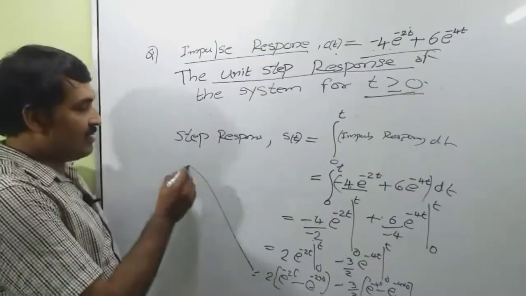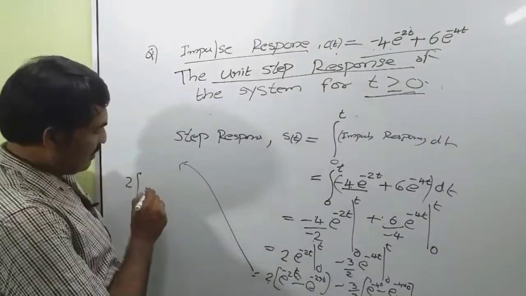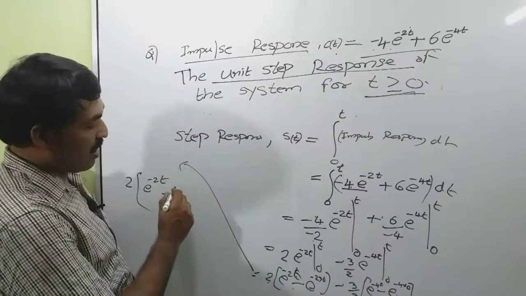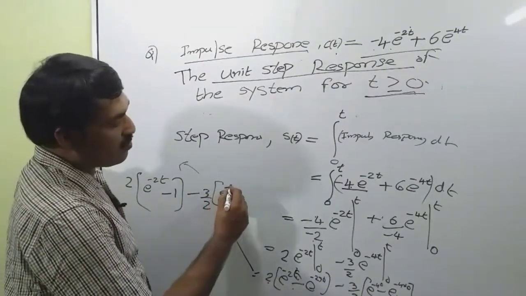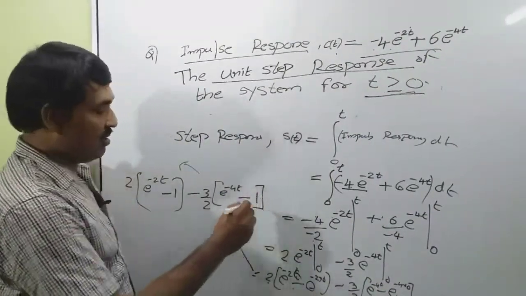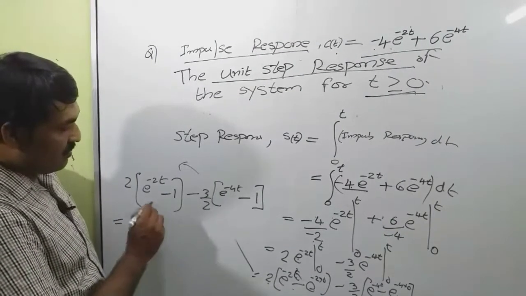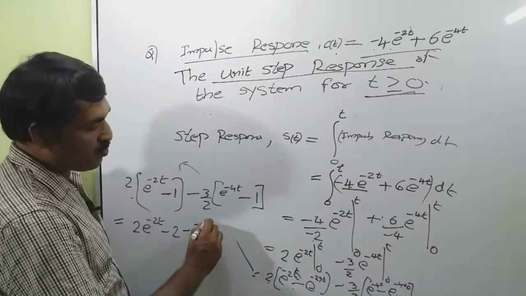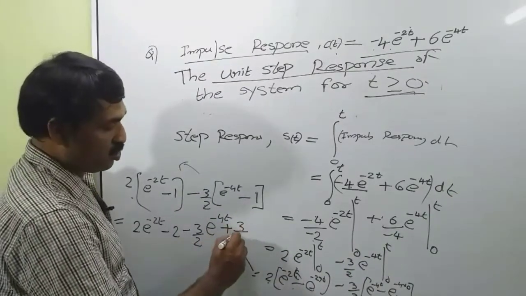I am writing this here. So this is equal to 2 into (e raised to minus 2t, minus e raised to minus 2 into 0, which means minus 1). This minus 3 by 2 into (e raised to minus 4t minus e raised to minus 0, which is minus 1). So we can write this as 2 e raised to minus 2t minus 2, minus 3 by 2 e raised to minus 4t, minus 3 by 2 into minus 1, that is plus 3 by 2.